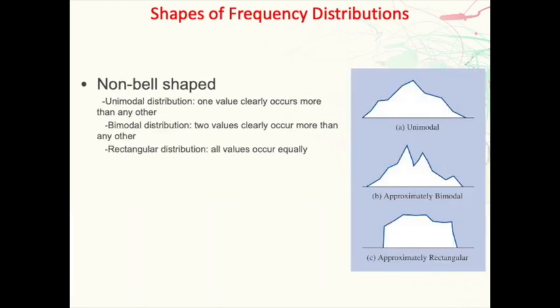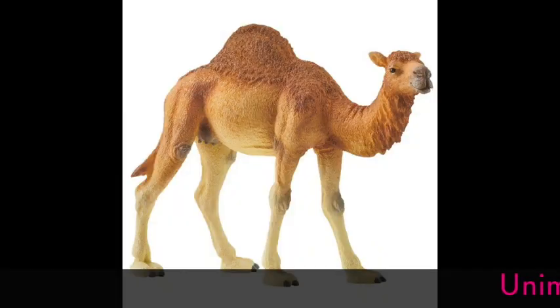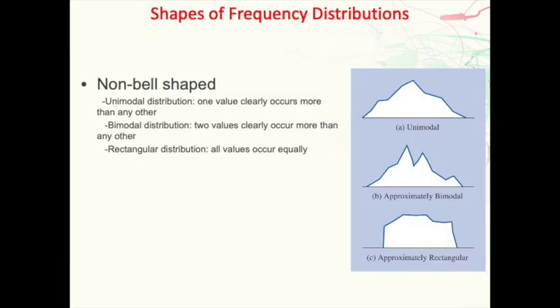Next are other non-bell shaped, non-normal distributions. Those include the unimodal distribution with exceptions, and then the bimodal and rectangular distributions. In a unimodal distribution, if it's non-bell shaped, it's going to look like a leptokurtic shape where one value is clearly occurring more than any other value. But a normal curve can be unimodal as well. You have that one value in the middle occurring more than the others, but not as significantly as you would see in some leptokurtic shapes.